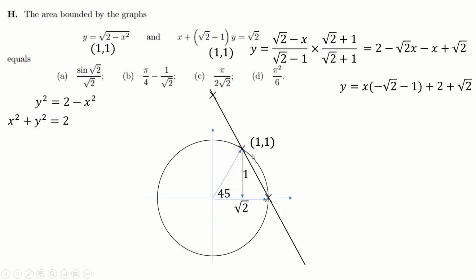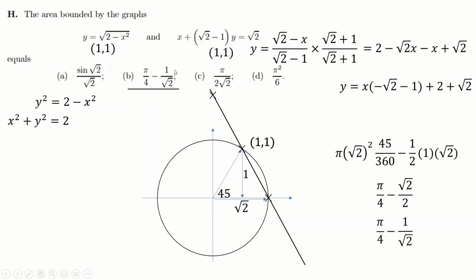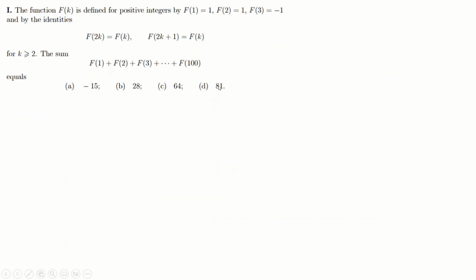So to work out this area here, I can just do this sector, which is pi times root 2 squared times 45 over 360, and then I can take away the area of this triangle, which is a half times base times height. And this is just 2, this is an eighth, 2 times an eighth is a quarter, this is just root 2 over 2, this can divide to be 1 over root 2, and we'll get the answer that we need there. So quite a difficult question, that one. This one's also quite an interesting question.